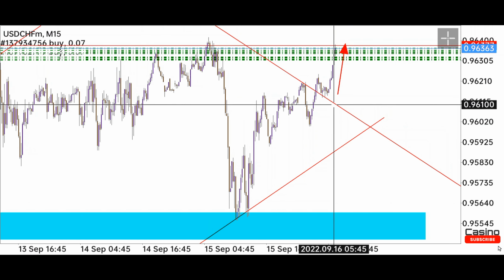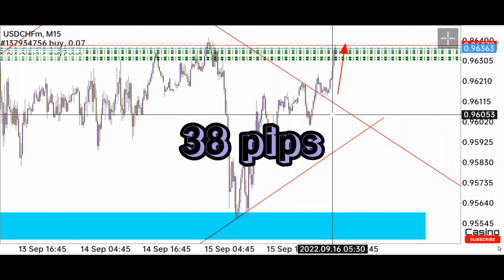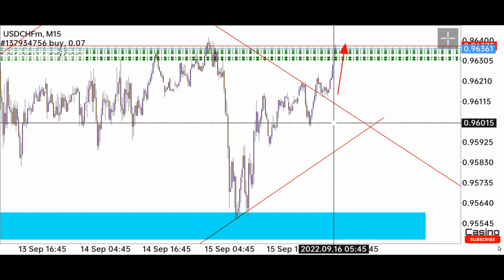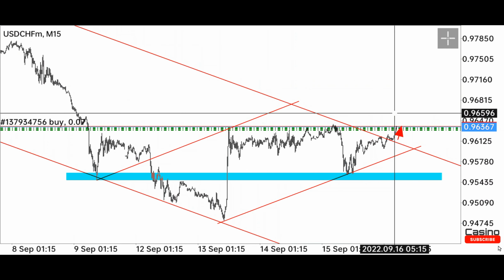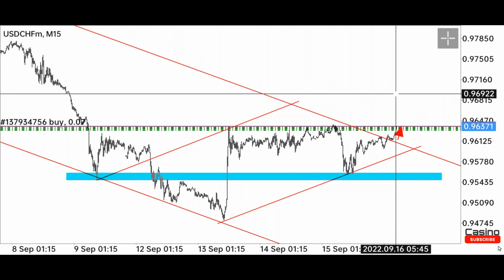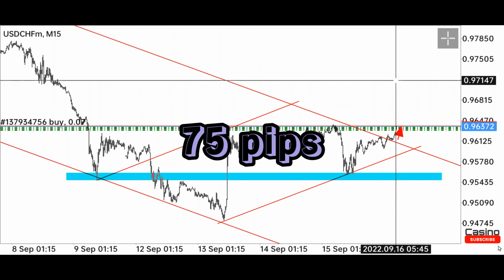My stop loss will be 38 pips below, inside the trend channel. If this is a fake breakout, then the market will go down again, or we can again see the downtrend and place a trade. And my target point will be on the new higher high, which is up 75 pips. We hope the market will reach our target point.